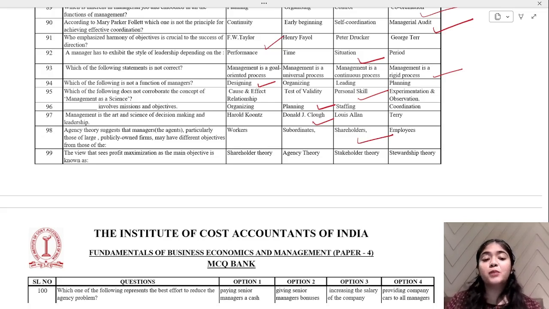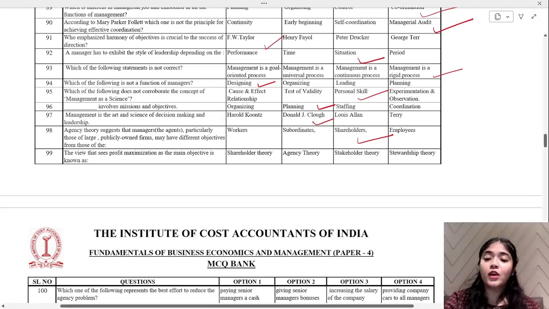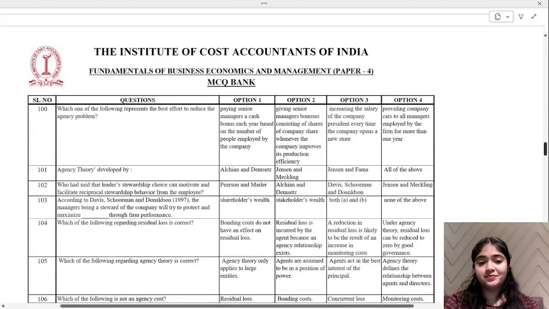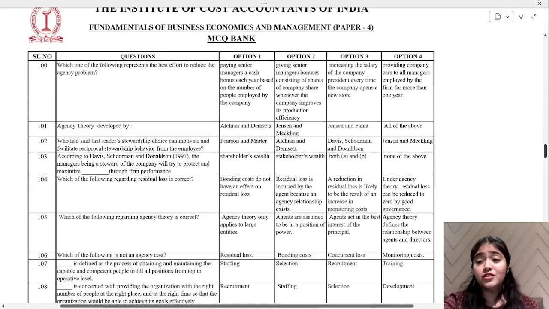The view that sees profit maximization as the main objective is known as shareholder theory, agency theory, stakeholder theory, or stewardship theory. Yes, that is stakeholders theory, because everyone is doing the business only for profit sake, right? Except the NGOs. 99 questions we have done very smoothly, and we are left with few of them.